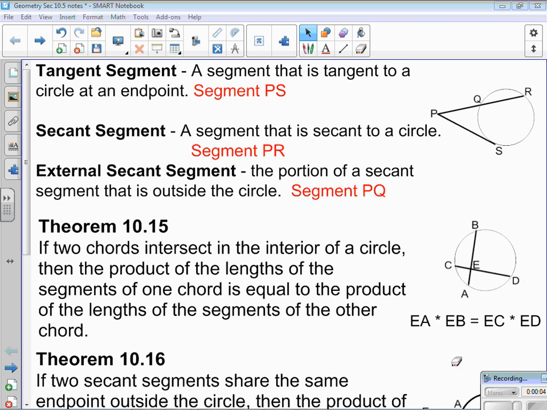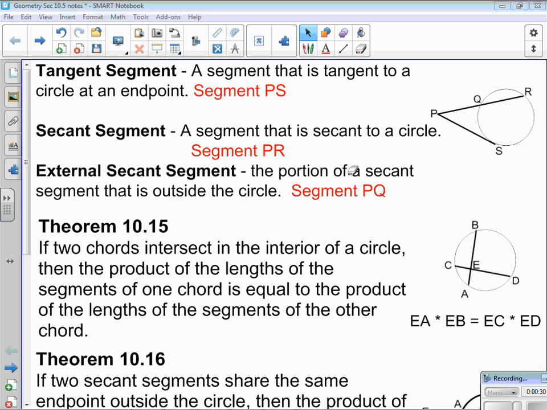All right, section 10.5, we are looking at tangent and secant segments. A tangent segment is a segment that is tangent to a circle at an endpoint. So instead of being a line, it's just a segment that is tangent to it. In this picture, segment PS would be a tangent segment.